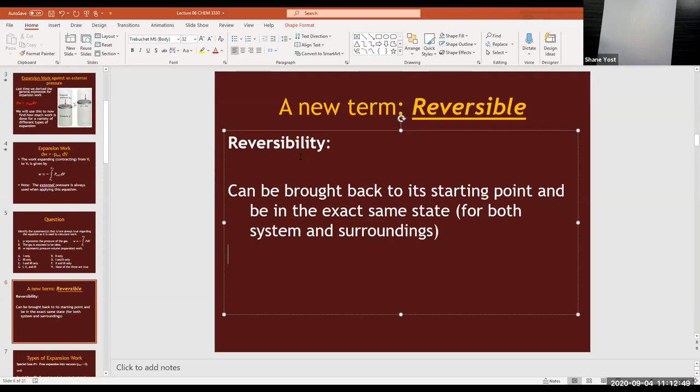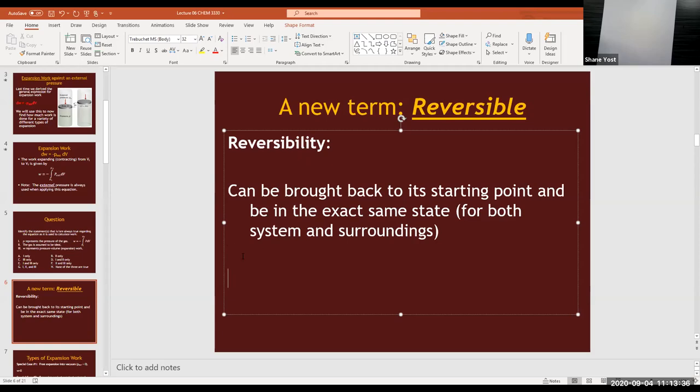If you were to try to change something and you wanted to bring it back to where it started, would you try to do it carefully or would you try to do it quickly? You try to do it carefully. If I wanted to take something, change it, and then put it back where it was, you try to do that very carefully, very cautiously, very slowly, instead of just doing it very quickly. And that's a difference between reversible and irreversible changes.